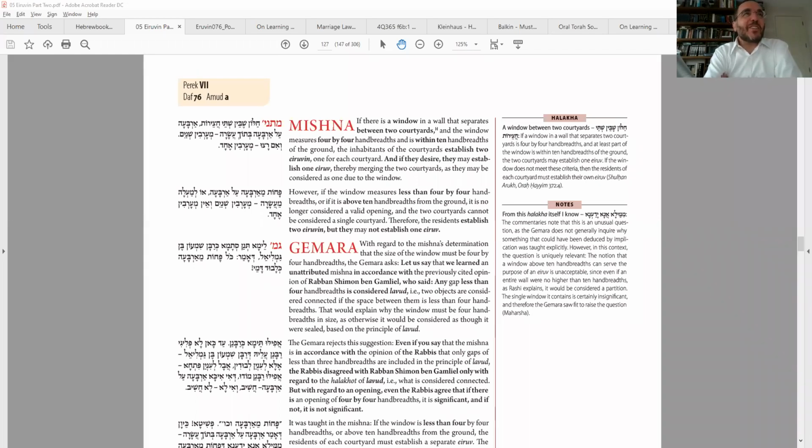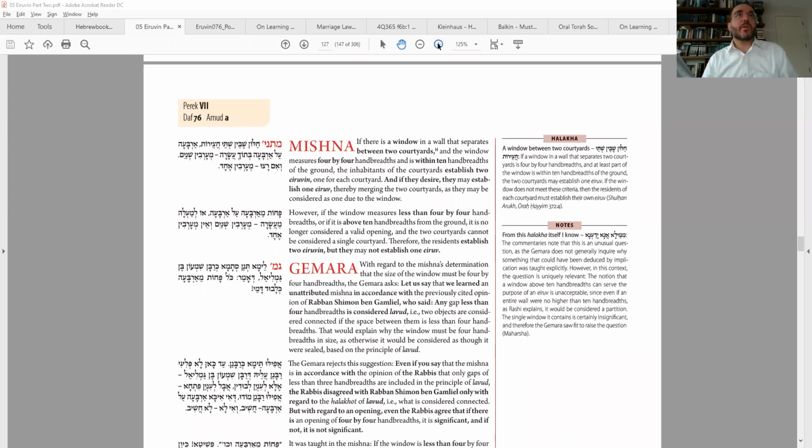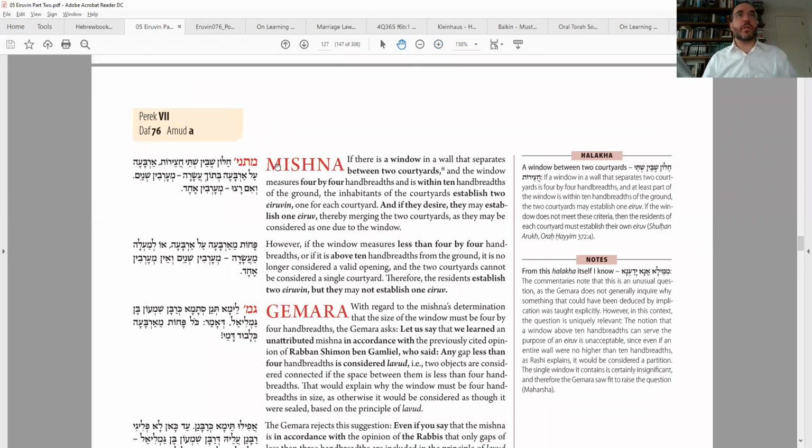Okay, halon sheben shete haserot arba'a al arba'a betoch asara me'arvin shenaim v'im rasu me'arvin ehad. Okay, when you have a window between two courtyards, and the window needs to be four tefachim by 4 tefachim in order to be considered an opening, then you can make an eruv between them. Or if you want, you can keep them separate. It also has to be betoch asara, has to be below 10.